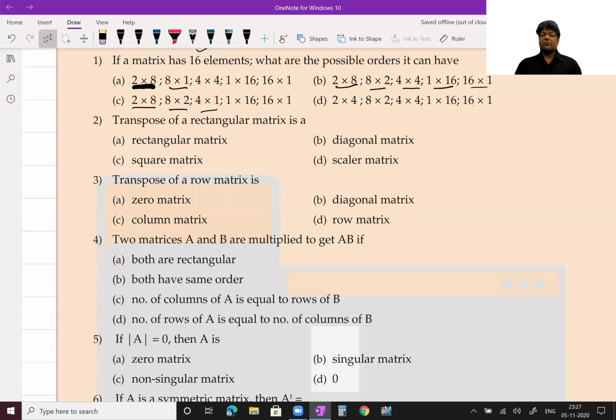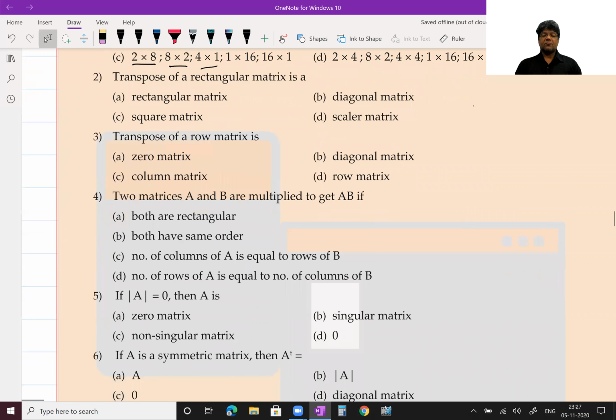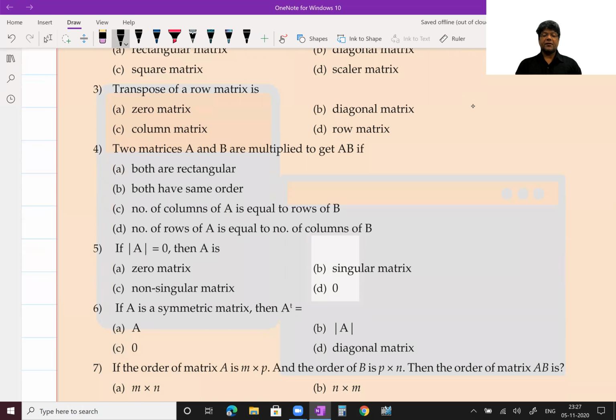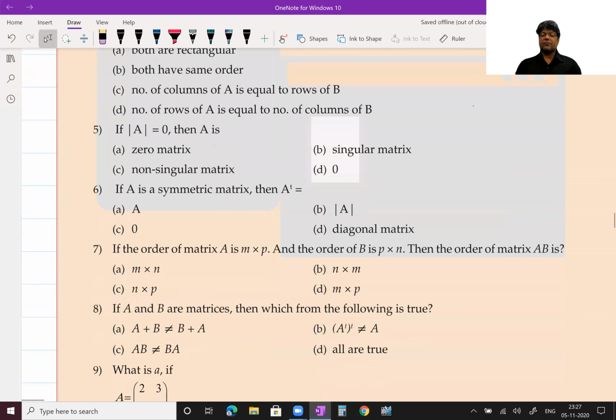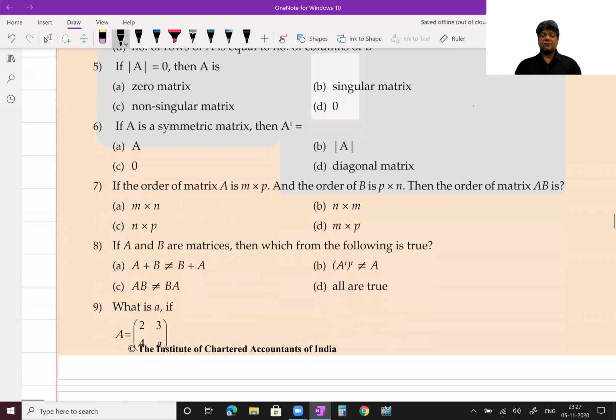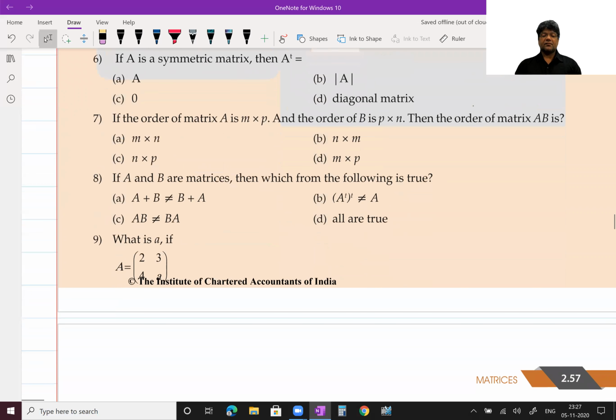Transpose of a rectangular matrix, transpose of a row matrix is a column matrix, and we multiply to get AB, that is the rule they are asking, guys. The rule you know, number of columns equal to number of rows. Determinant equal to 0 is called a singular matrix, you know. Yeah, guys, you can answer these questions yourself.